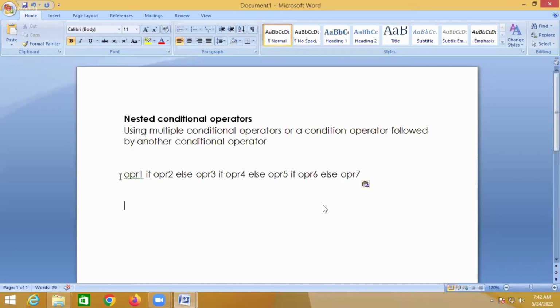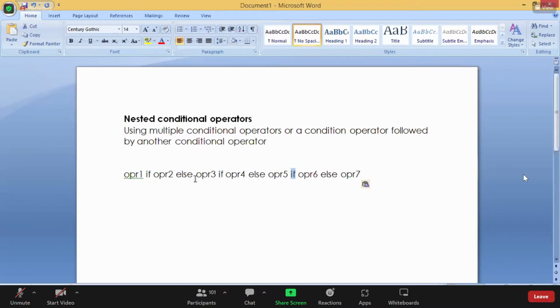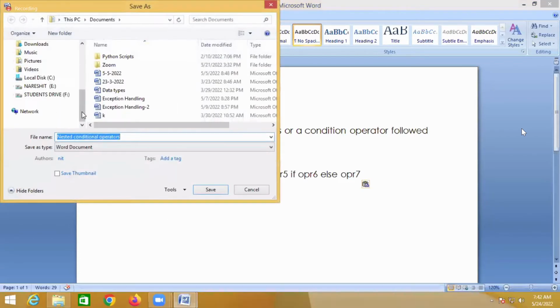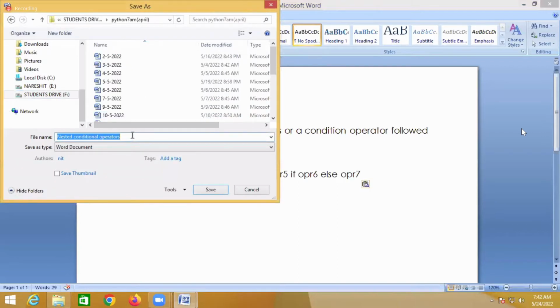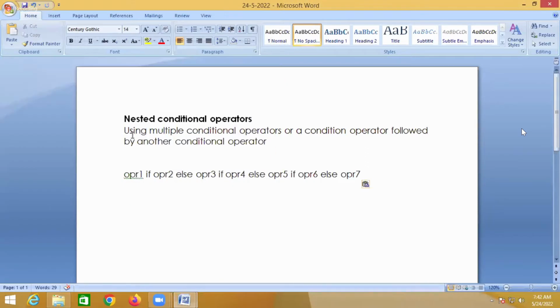These are called nested conditional operators. That is operand 1, if operand 2, else operand 3. So here we try to use how many conditions? 3 conditions, right? You can not only check 3 conditions, you can also check more than 3, multiple conditions. If you want to check multiple conditions, you do it by using nested conditional operators.